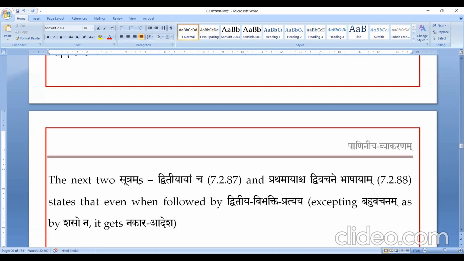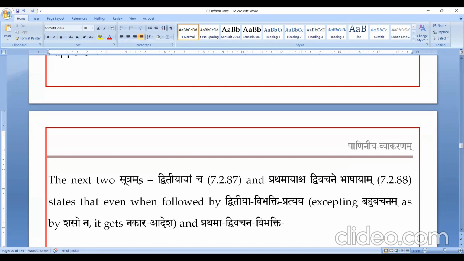When followed by Dvitiya Vibhakti Pratyaya and Prathama Vibhakti Pratyaya, Prathama Dvivachana Vibhakti Pratyaya. Even when followed by Dvitiya Vibhakti Pratyaya, accepting Ekavachanam, and Prathama Vibhakti Pratyaya.